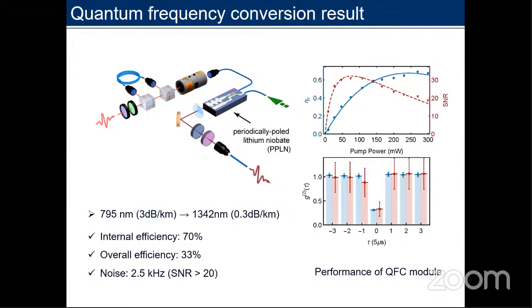The internal conversion efficiency of the waveguide is about 70%, while the overall end-to-end efficiency of the conversion module is 33%, which includes coupling inefficiency of single-mode fibers as well. The noise level is about 2.5 kilohertz, which will give a signal-to-noise ratio of larger than 20 in our experiment, which is enough. Since the conversion module merely works for a single polarization, we transform the photonic qubit from polarization to time bin, and the two modes will get converted in sequence.